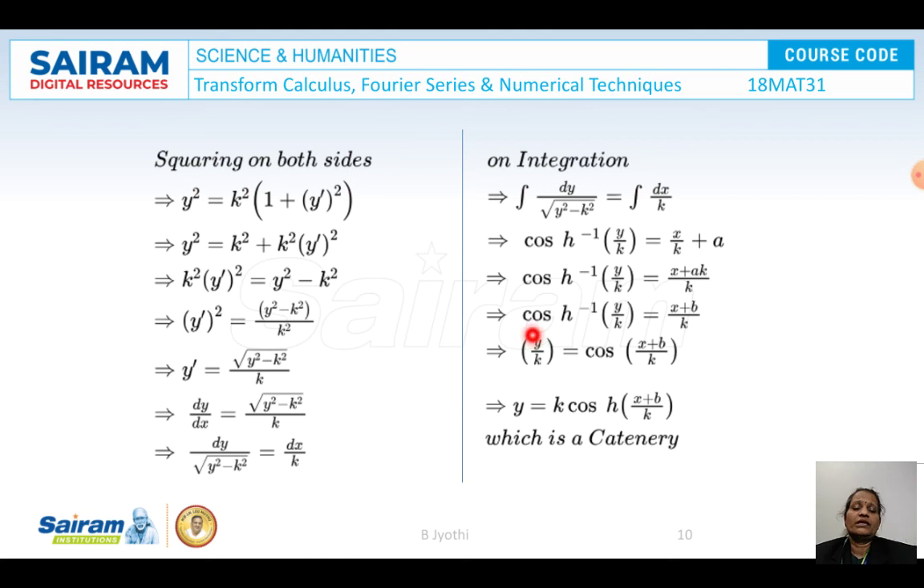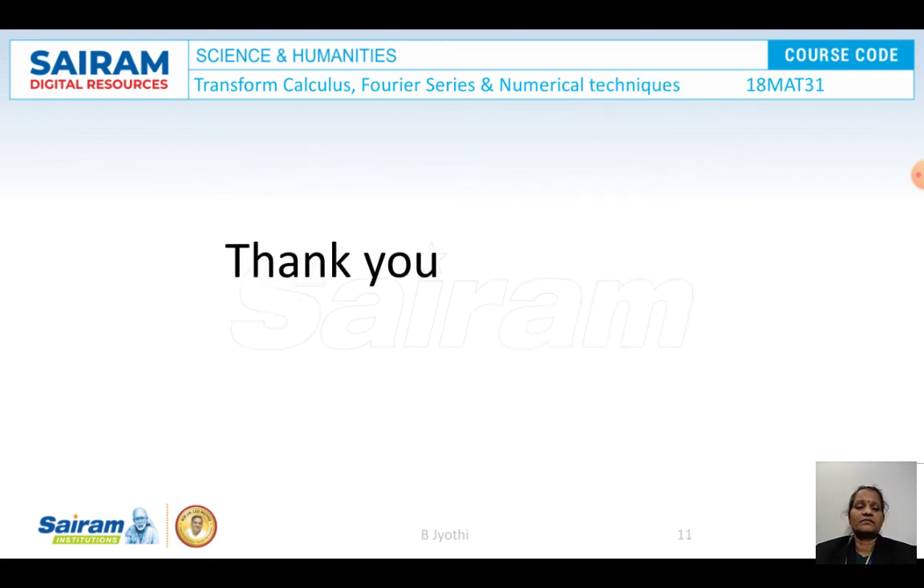Now taking this cosh inverse to this side, we get y by k equals cosh of x plus b divided by k, or y equals k cosh of x plus b divided by k, which is nothing but a catenary. Hence we proved the result. Thank you.